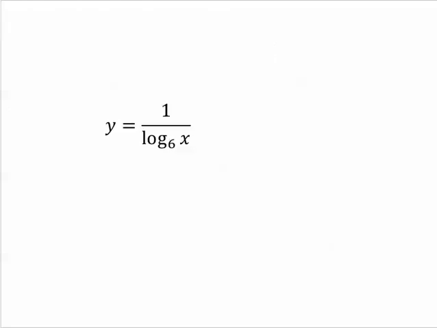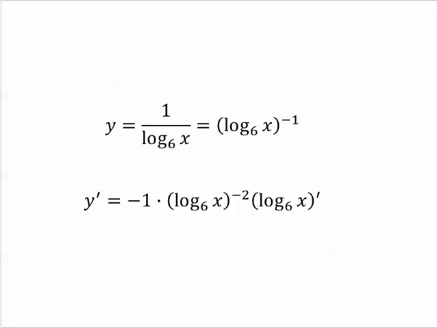Let's find the derivative of this function. Before finding the derivative, you want to rewrite it as something to the negative 1 power. That way we can use the power rule. So the power rule, we're going to bring down that negative 1, and then it'll be that expression to the negative 1 minus 1, and then times the derivative of what's inside. So bring down the negative 1, and then log x base 6 to the negative 2, and then times the derivative of log x base 6.